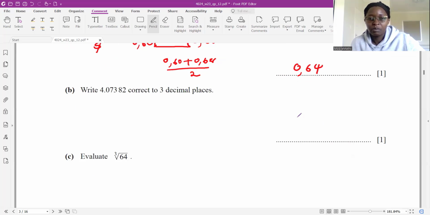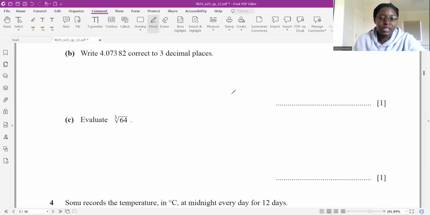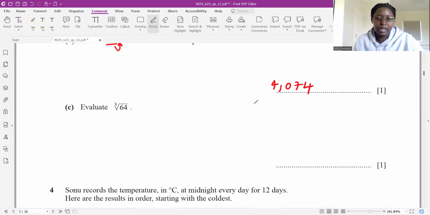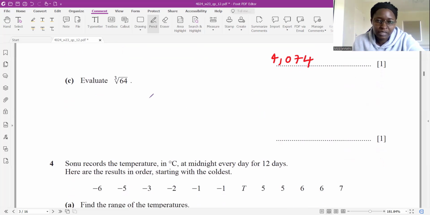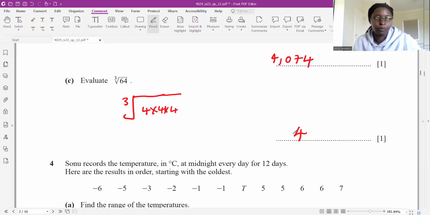Then let's move on. Write this number correct to 3 decimal places. So 3 is this one. We are going to look at the 8. Is it 5 and above? So it is going to change this 3 to 4. So our answer is 4.074. Next, the cube root of 64. If we say 4 times 4 times 4, you get 64. So the cube root of that is 4.